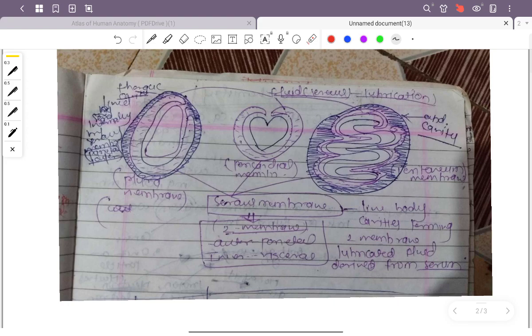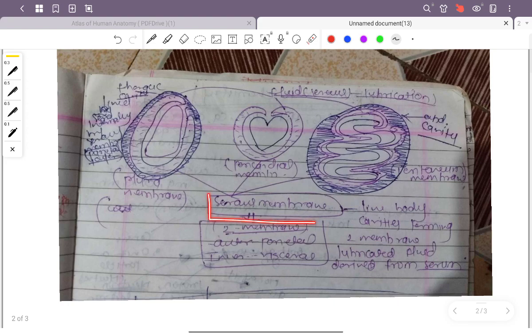There are a total of three serous membranes inside our body which cover the cavity. What are those cavities, and what is the name of the serous membrane which covers each cavity, we're going to study in this lecture.